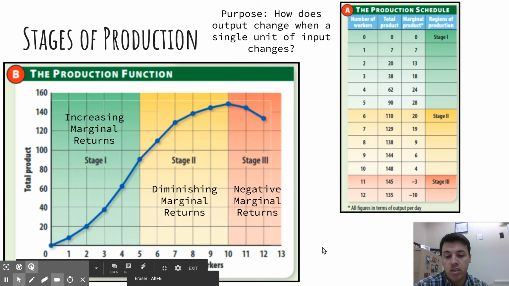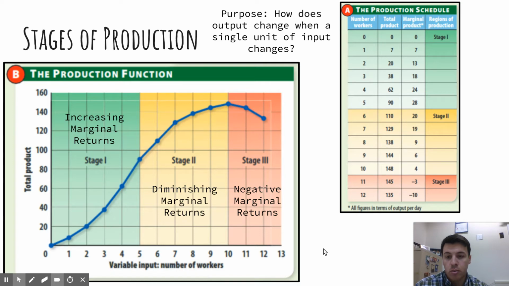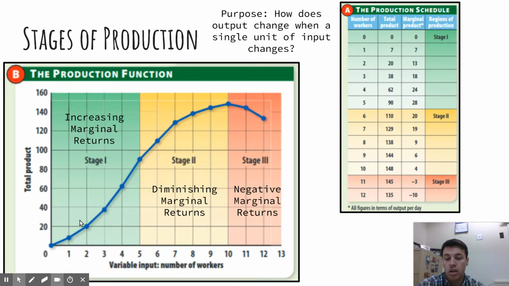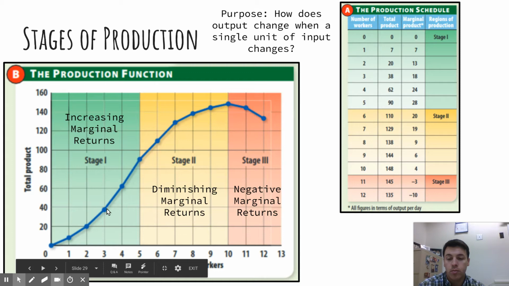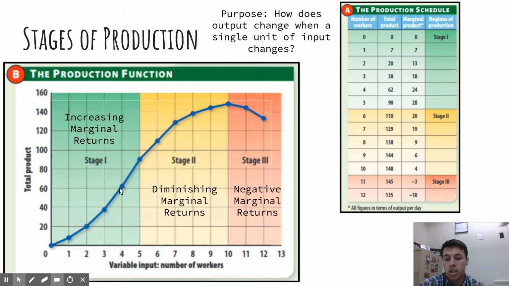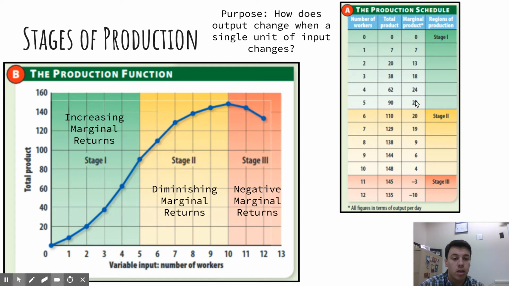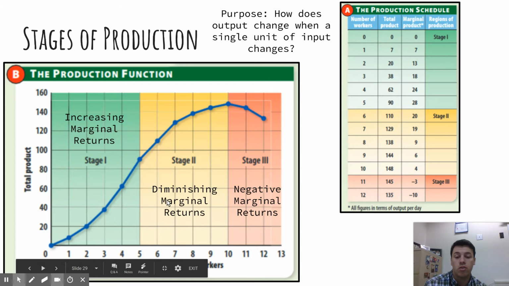And what we tend to see, this is a fairly common circumstance for a factory production type setting, is that the first stage is increasing marginal returns, where as we add additional units of labor or capital, we are going to see an increasing return. Like what we were just talking about, this marginal product is going to be going up during that time. Then we get to stage 2. This is where we're still getting the benefits of adding additional workers, but we're not getting the same benefit as we were before. We're getting diminishing returns, which is why stage 2 is referred to as diminishing marginal returns.